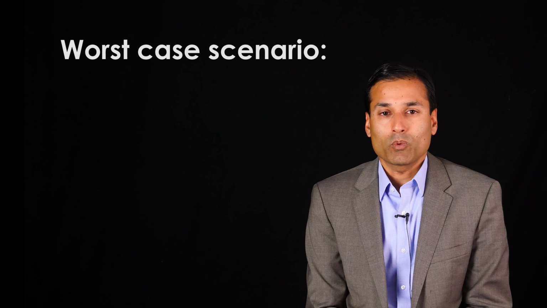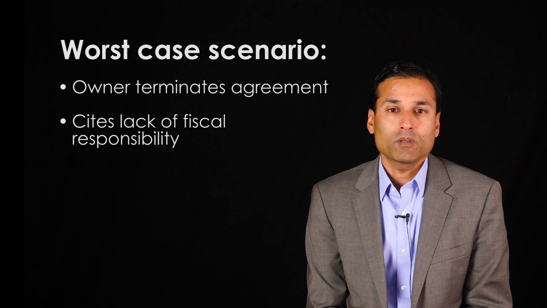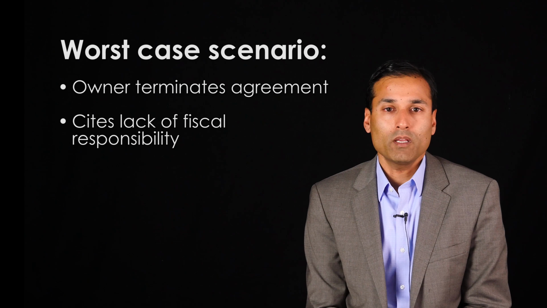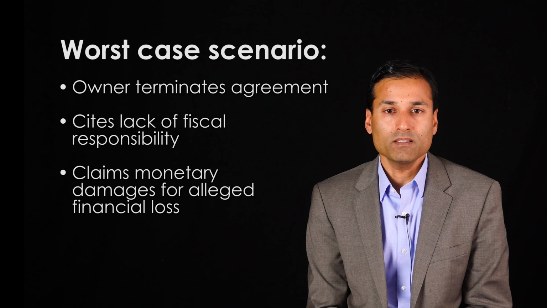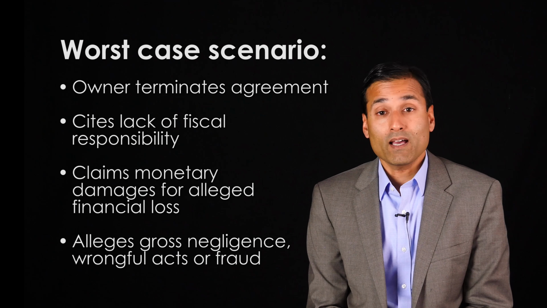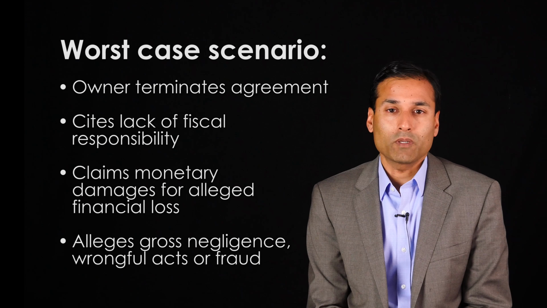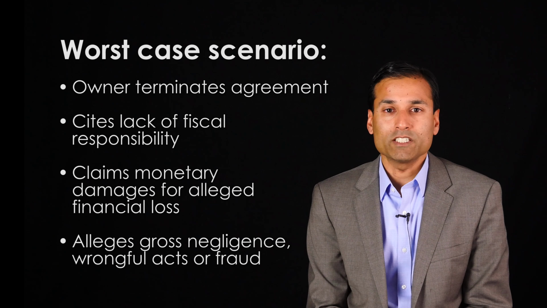In my perspective, the worst case is when the hotel owner terminates the hotel management agreement, typically citing a lack of fiscal responsibility on the part of the hotel management company or hotel manager. The owner may claim monetary damages for alleged financial losses. And in the worst case, the owner may allege gross negligence, wrongful acts, or fraud on behalf of the hotel management company. Those are all allegations in an effort to terminate the agreement and avoid paying compensation to the hotel management company. So, to avoid that situation, it is important for hotel management companies to comply with their hotel management agreements.